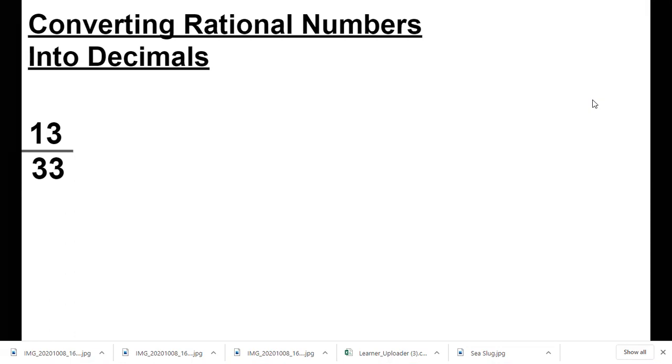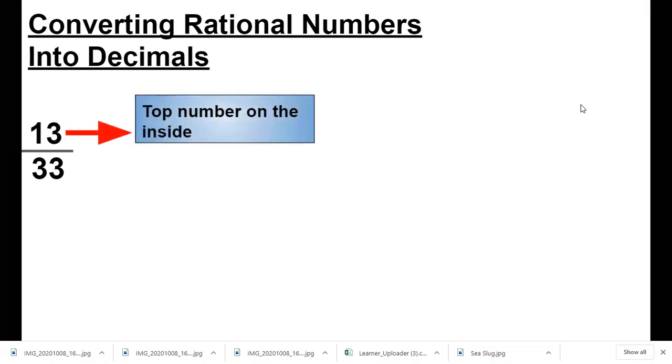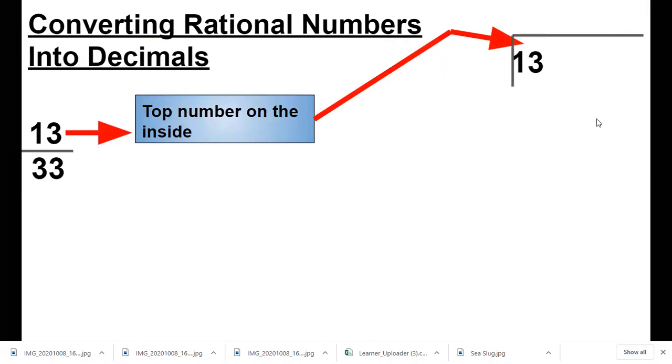Which number is going to go on the inside of our little division house? Top number on the inside. There's our division house. We're going to put 13 on the inside. Again, it doesn't matter that it's smaller than 33. We just know we're going to get a decimal answer that's less than 1.